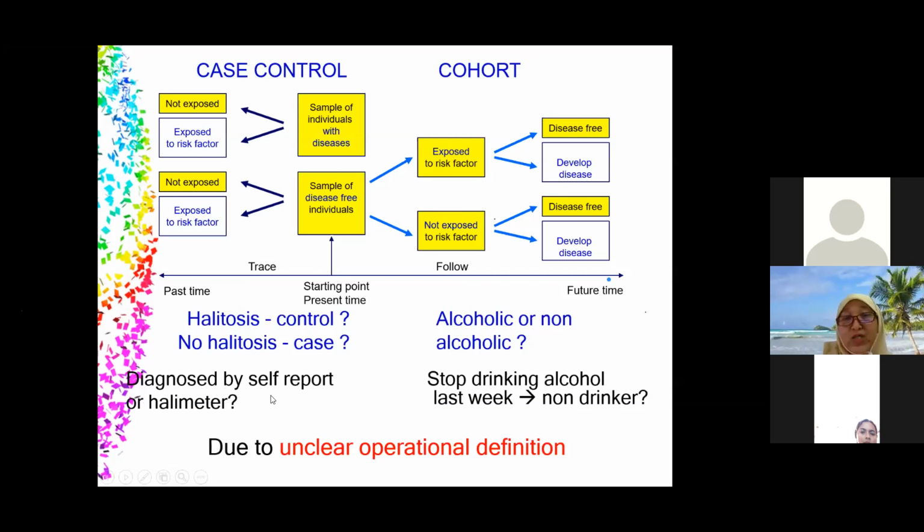Now, in case control, you want to see halitosis and no halitosis, mulut berbau. So halitosis sepatutnya disease, non-halitosis sepatutnya control, and you look at their past exposure. But how do you actually define halitosis? If you have an unclear operational definition, you may actually categorize people with halitosis as control, because diagnose macam mana? You must classify. This halitosis is diagnosed by halimeter, so standard, or by self-report. That is misclassification bias.